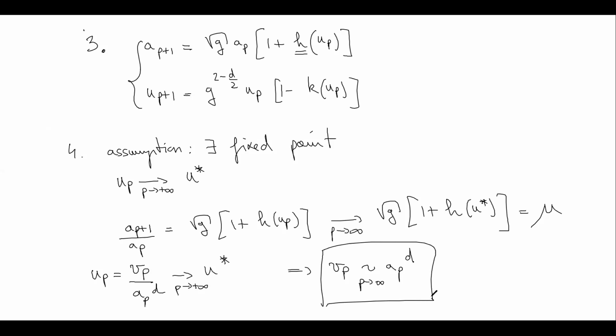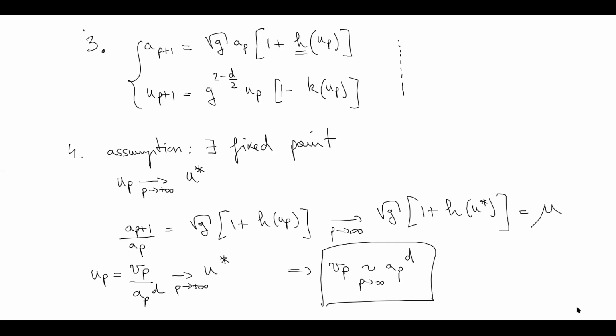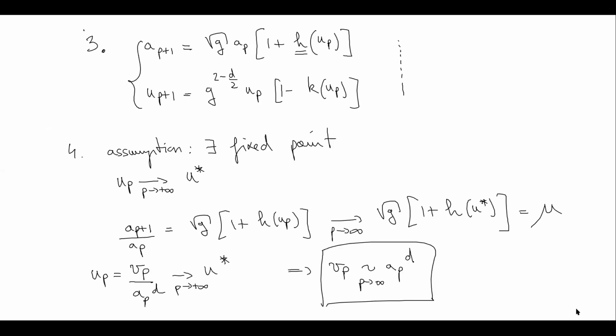Okay, so now I would like to identify what is the relation that provides U star. Well, in fact, we could re-express those two, but in the fixed point regime. So this one, AP plus 1 divided by AP will tend to mu. So I have mu is equal to square root of G, thanks to this guy, and 1 plus H evaluated at U star.